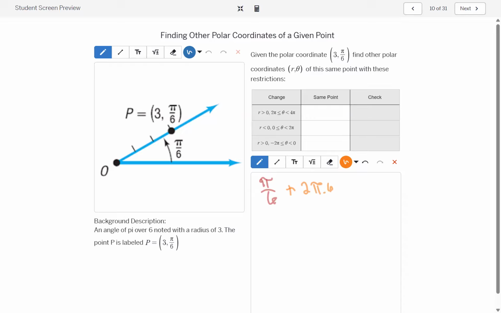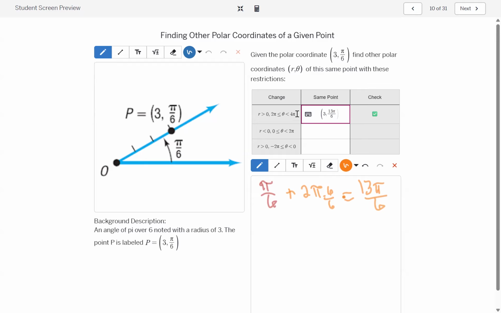So to actually add, we would multiply by 6 over 6. So that is 12 pi over 6 plus pi over 6, which gives us 13 pi over 6. So our first coordinate pair, we still have the same radius of 3, comma, and then 13 pi over 6.